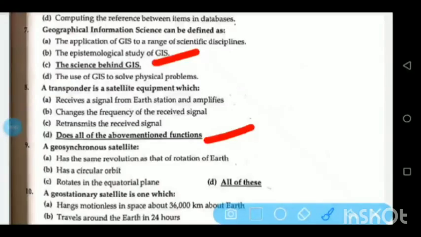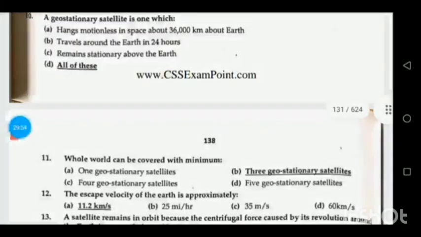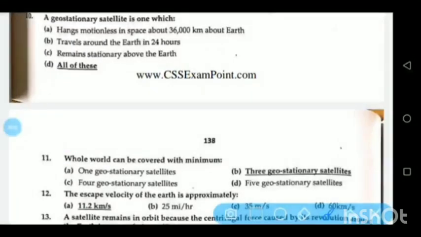A geosynchronous satellite has the same revolution as that of the rotation of Earth, has a circular orbit, and rotates in the equatorial plane. All of these. A geostationary satellite is one which hangs motionless in space about 36,000 km above Earth, travels around the Earth in 24 hours, and remains stationary above the Earth. All of these. Whole world can be covered with minimum 3 geostationary satellites.